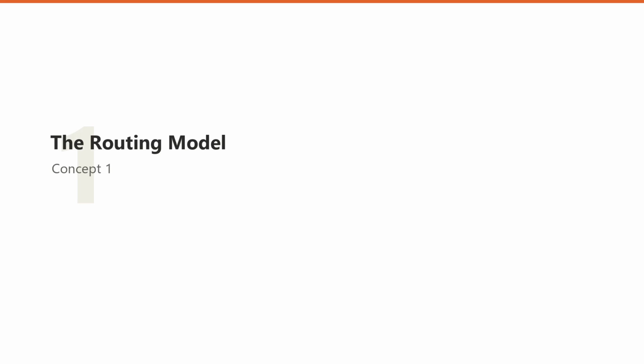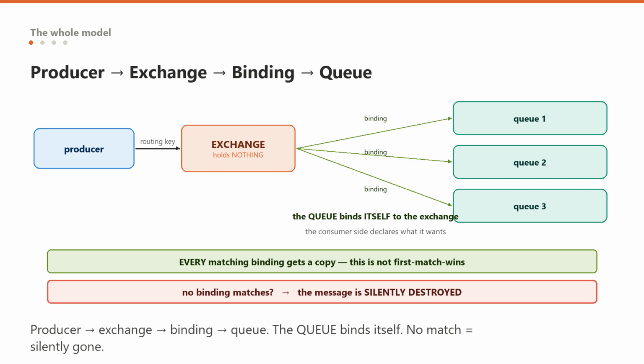Concept 1. The 4 moving parts and the sentence you must be able to recite. 4 parts. The producer publishes a message and attaches to it a routing key, a short string like order.created.uk, which is the message's address, or more accurately, its description. The exchange receives that message. It holds no messages itself, ever. It is a pure routing function, and if it cannot route a message, that message ceases to exist.